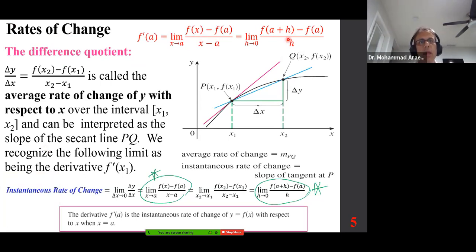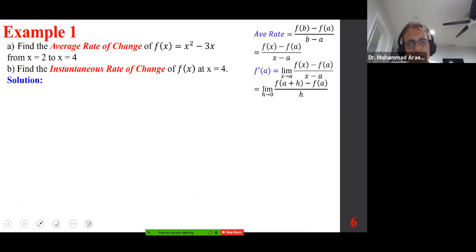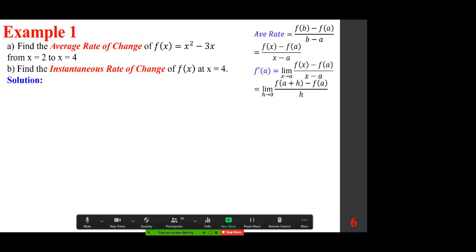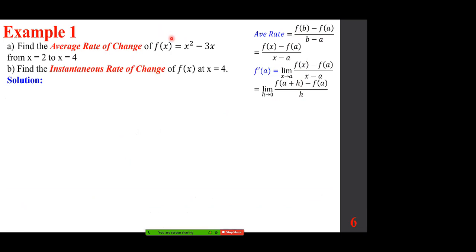All right. Let's look at an example to see how this thing goes. Okay, starting with a simple one. We want to find the average rate of change of f of x equals x squared minus 3x as we go from number 2 to number 4. Okay. And then the instantaneous rate of change at x equals 4. The first thing I want you to notice is the following. If you happen to have 2 points, even if they don't say average, that's what it means. On the other hand, if they have only 1 point, it means instantaneous.